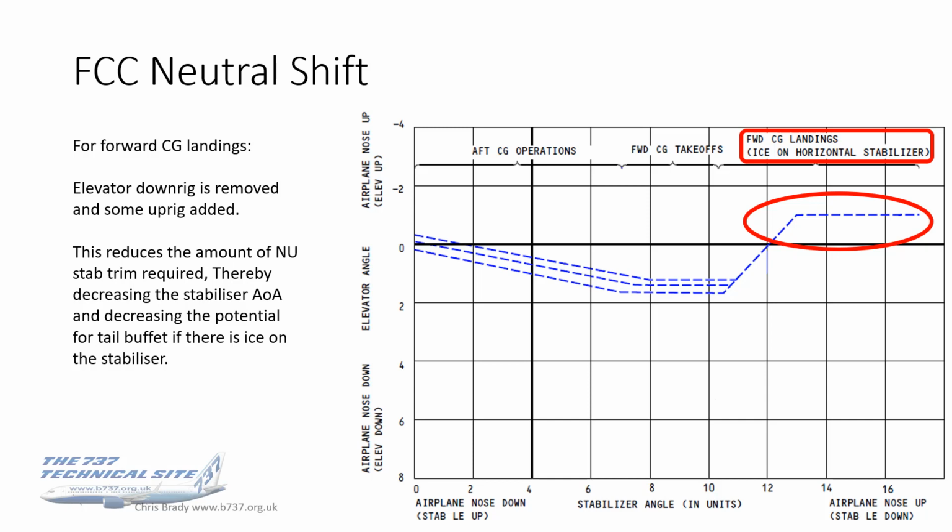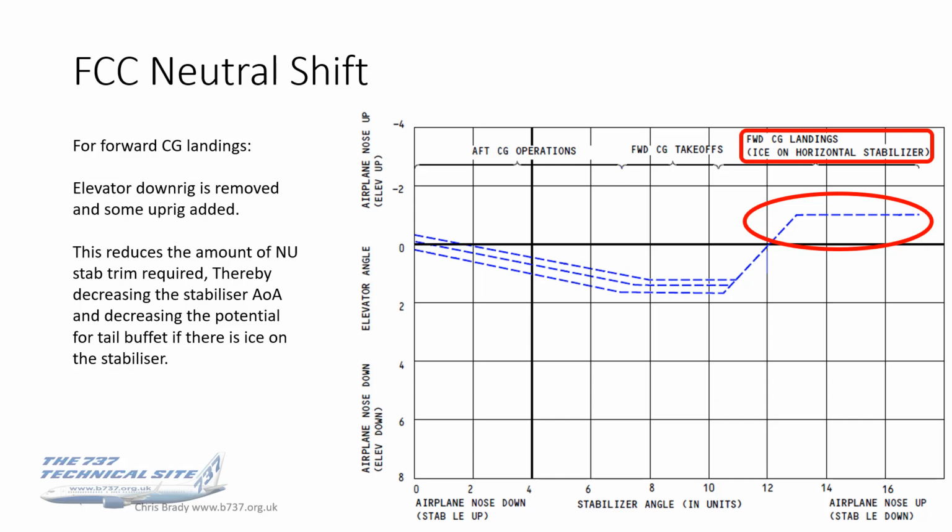In doing that, that will decrease the stabilizer angle of attack. If you're decreasing the stabilizer angle of attack, you're decreasing the potential for buffet on it. You're decreasing the potential for the stab to stall. The only time that would ever be likely to happen would be if there was any ice accretion on the stabilizer. So that's what that's all about.